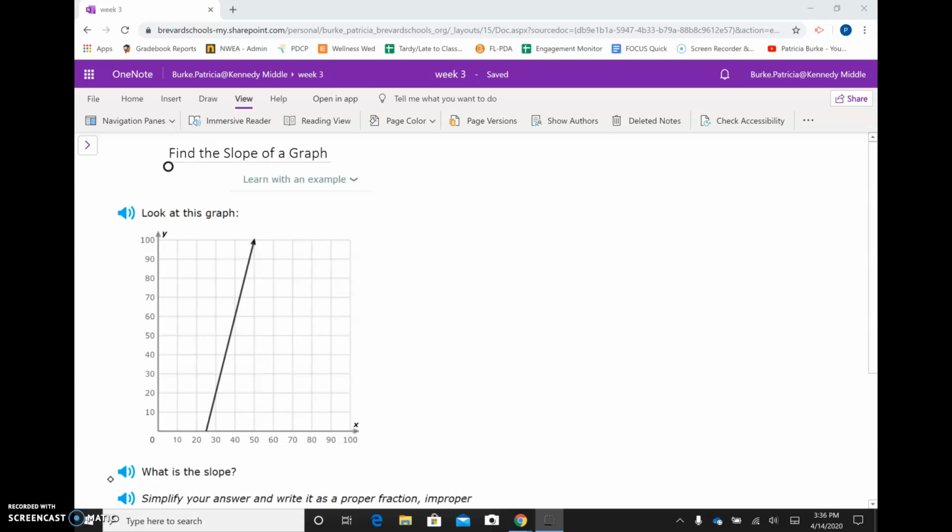We are in week 3, and this is assignment number 1, find the slope of a graph. When you are finding the slope of a graph, you are finding the rise over the run. My 8th graders may remember this because we went over this a little before we went on break. We were talking about slopes and graphs and finding the equation of the line. We did slope for a few weeks on that.